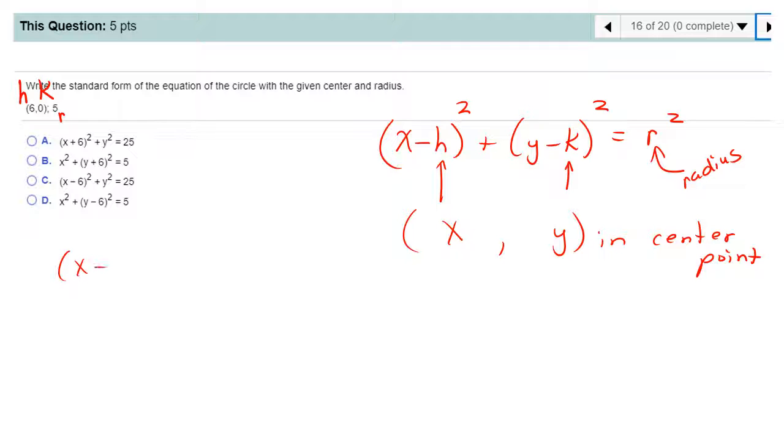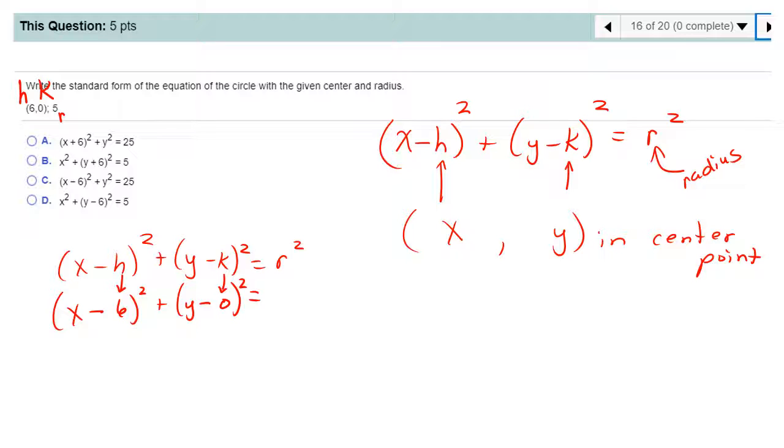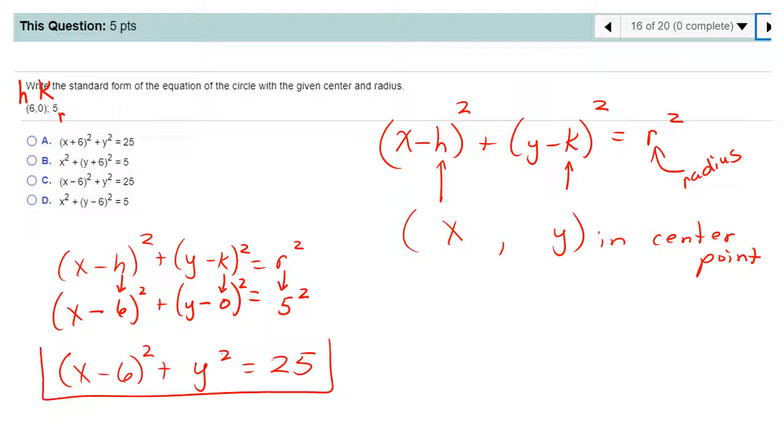So I will take my formula again. Let me just simply recopy the formula as it is given, and I will substitute in these numbers. So I bring down everything, but in place of h, I put a 6. In place of the k, I put a 0. And in place of the r, I put the 5. Now I can simplify just a bit. This turns out to be x minus 6 squared plus y squared equals 25. So that is the equation of this circle, and that would be answer choice C.